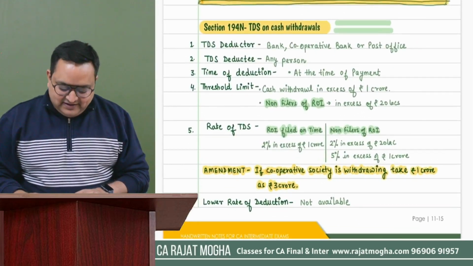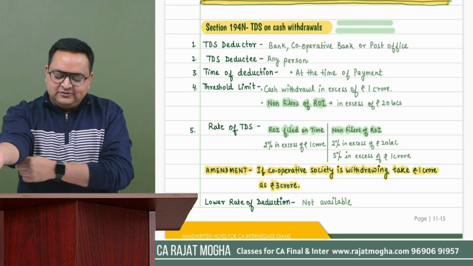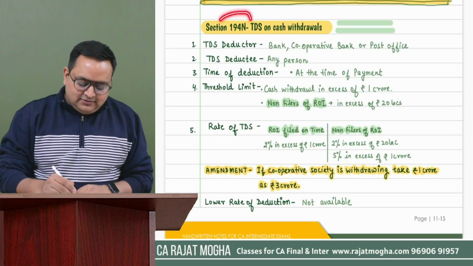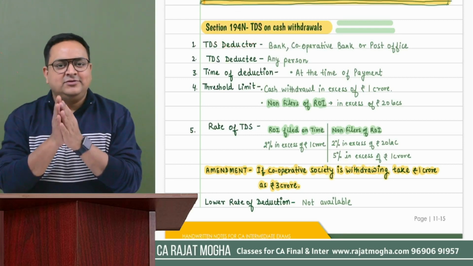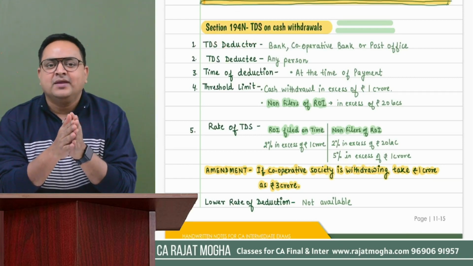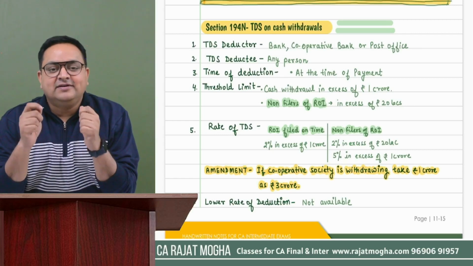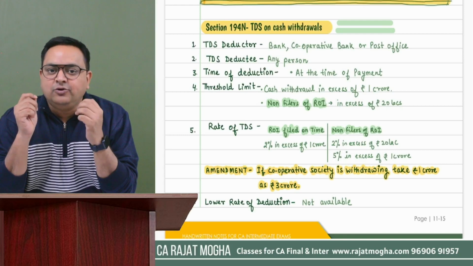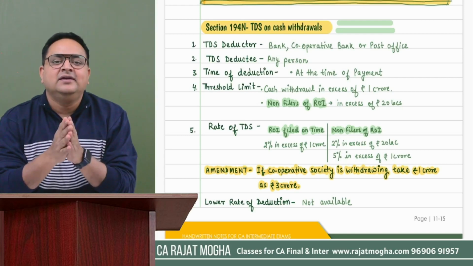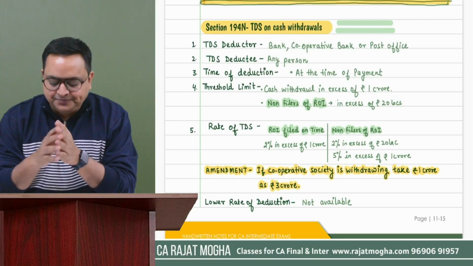Okay guys, next section is section 194N, TDS on cash withdrawal. See, this is the kind of special section. Why? Because in all the sections which we have seen so far, TDS was deducted because the assessee is earning income. Income tax would like to track the income. That is the reason they have introduced the concept of TDS.